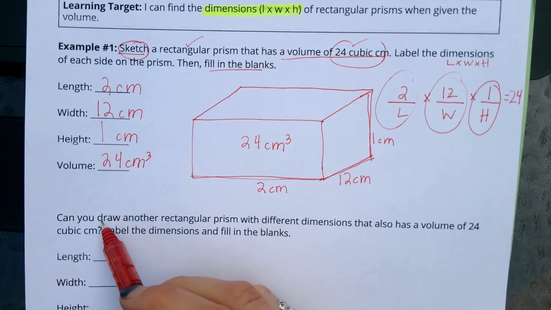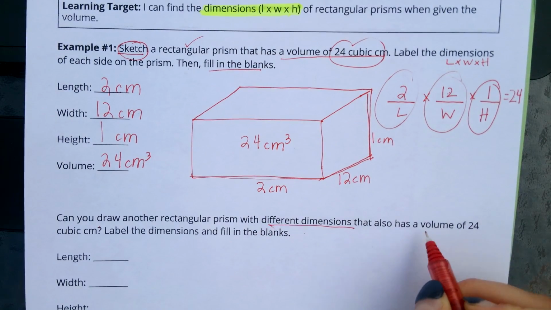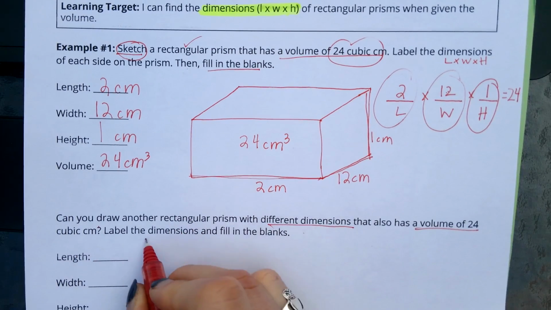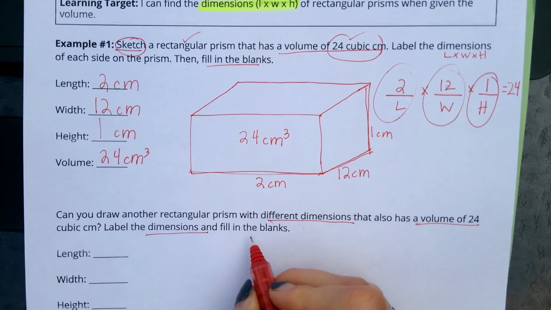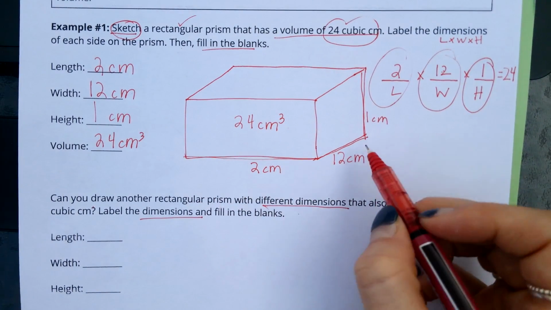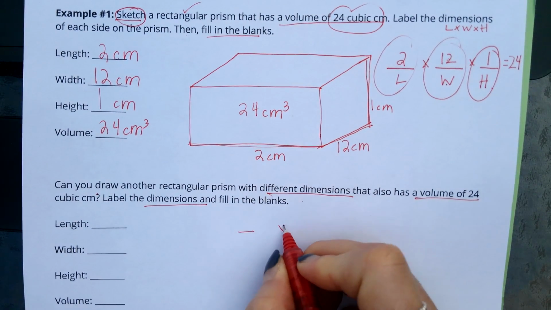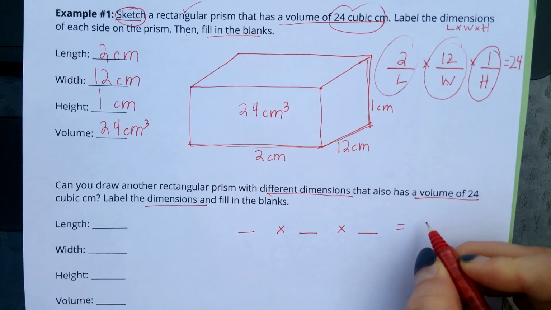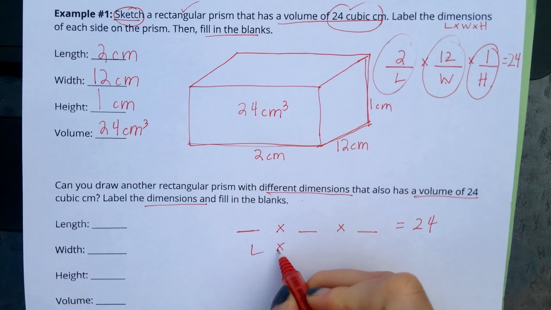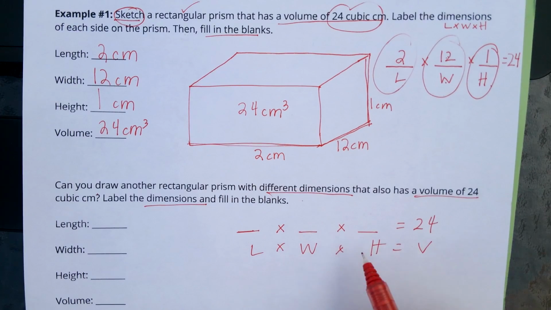Let's go down to this bonus question. It says, can you draw another rectangular prism with different dimensions that also have the same volume of 24 cubic centimeters? Label the dimensions, which is the length, the width, and the height, and fill in the blanks. Okay, so if I have this same rectangular prism, but I want different dimensions, different length, different width, different height, I know that I need to have my length, my width, and my height multiplied together to give me 24, which is my volume. Volume equals length times width times height.